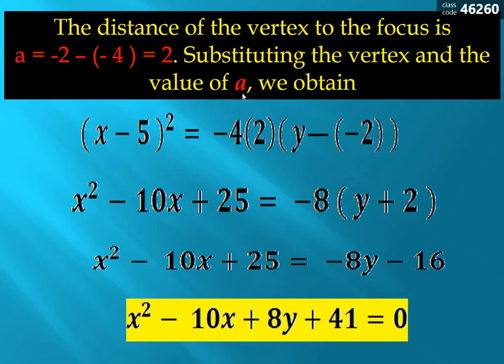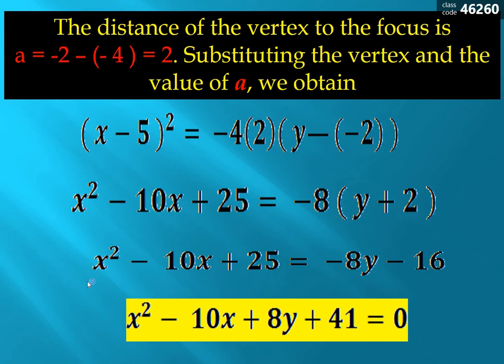Substituting the vertex and the value of a, we obtain the square of x minus 5 is equal to negative 4 times 2, which is your a, and then substitute also y minus negative 2, it will become positive later. Then expanding the square of the binomial, we have x squared. So 2 times x times negative 5, negative 10x, and negative 5 times negative 5, we have 25. Negative 4 times 2 is negative 8. And simplify this, it will become y positive 2. So y plus 2. Okay?